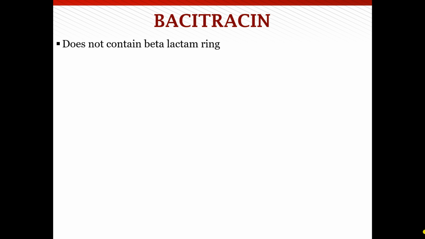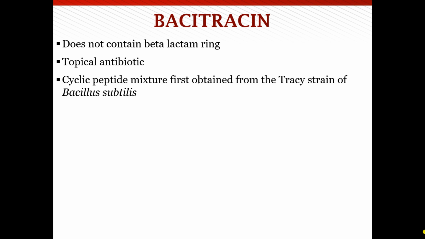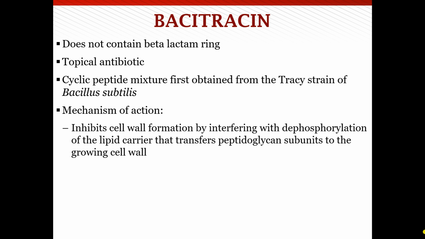Next drug is bacitracin. This is a drug which does not contain a beta-lactam ring. It is used as a topical antibiotic. It is a cyclic peptide mixture first obtained from the Tracy strain of Bacillus subtilis. If we see the mechanism of action, it inhibits the cell wall formation by interfering with the dephosphorylation of the lipid carrier that transfers the peptidoglycan subunit to the growing cell wall.